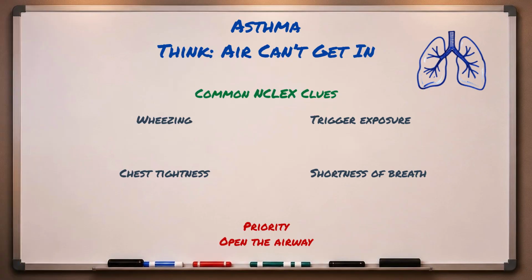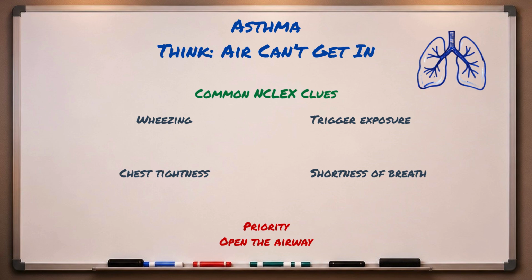Let's begin with asthma. Asthma is one of the most common respiratory conditions you'll see on the NCLEX. And thankfully, it's one of the easiest to recognize once you know the pattern. Remember our shortcut? Asthma means air can't get in. When a patient experiences an asthma attack, the airways become inflamed and narrowed. The muscles surrounding the airways tighten, mucus production increases, and airflow becomes restricted. That's why patients often feel like they're trying to breathe through a straw.